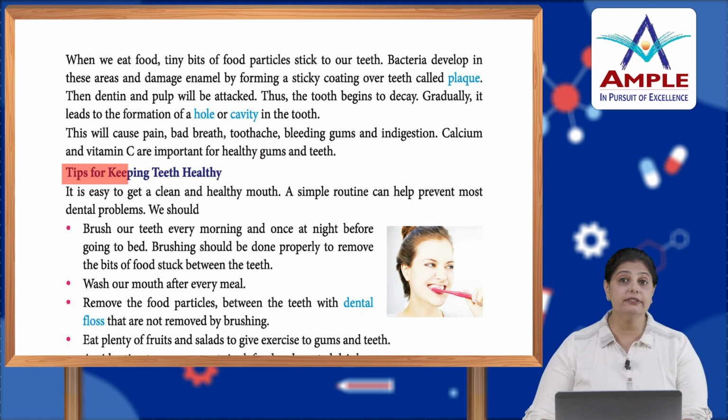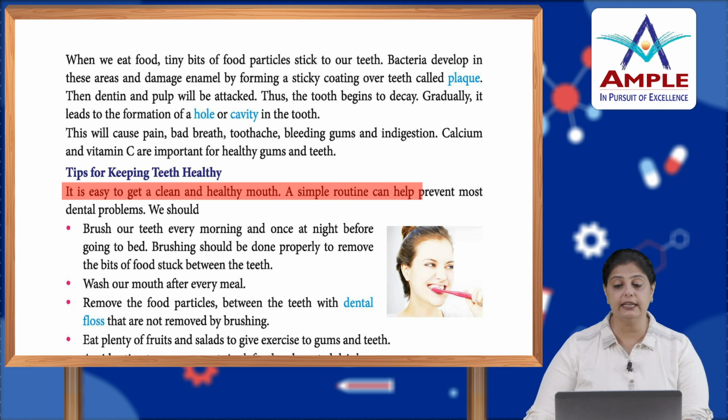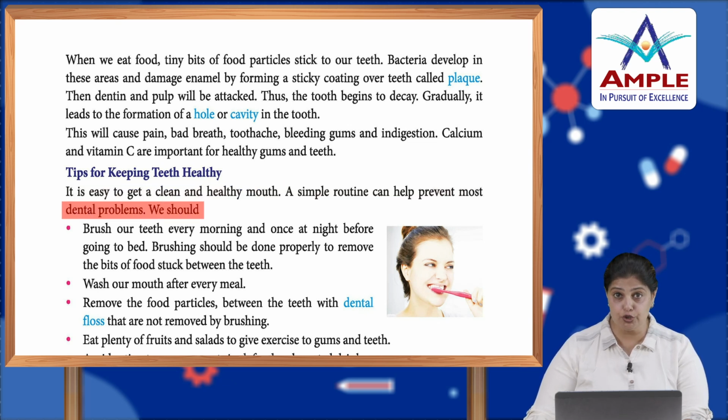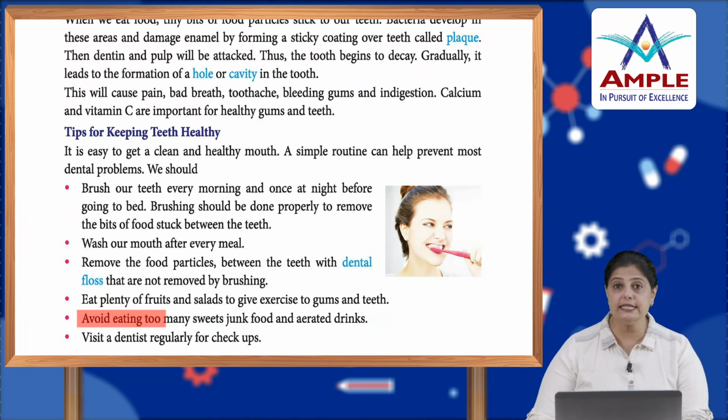Now let's look at some tips for keeping our teeth healthy. It is easy to get a clean and healthy mouth. A simple routine can help prevent most dental problems. We should brush our teeth every morning and once at night before going to bed. Brushing should be done properly to remove the bits of food stuck between the teeth. Wash our mouth after every meal. Remove the food particles between the teeth with dental floss that are not removed by brushing. Eat plenty of fruits and salads to give exercise to gums and teeth. Avoid eating too many sweets, junk food and aerated drinks. Visit a dentist regularly for checkups.